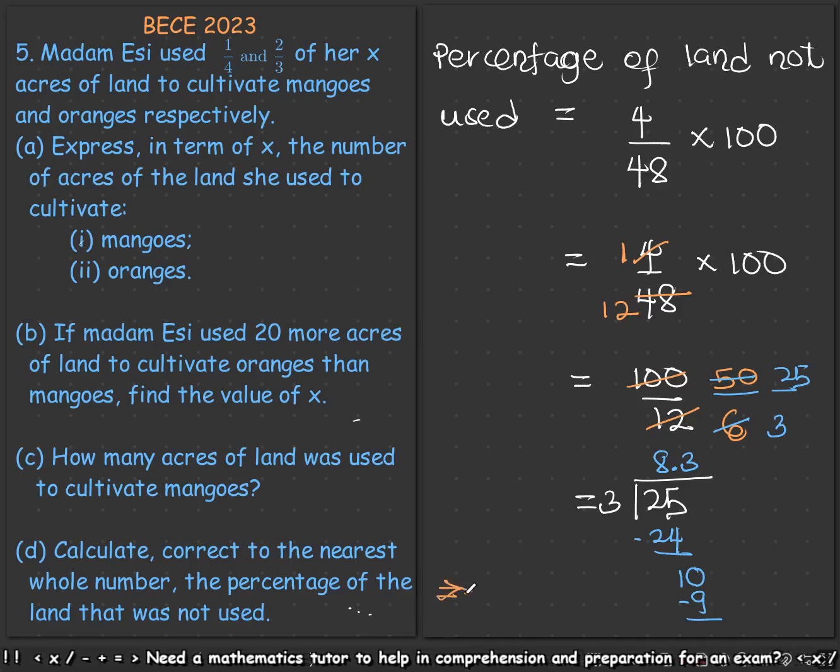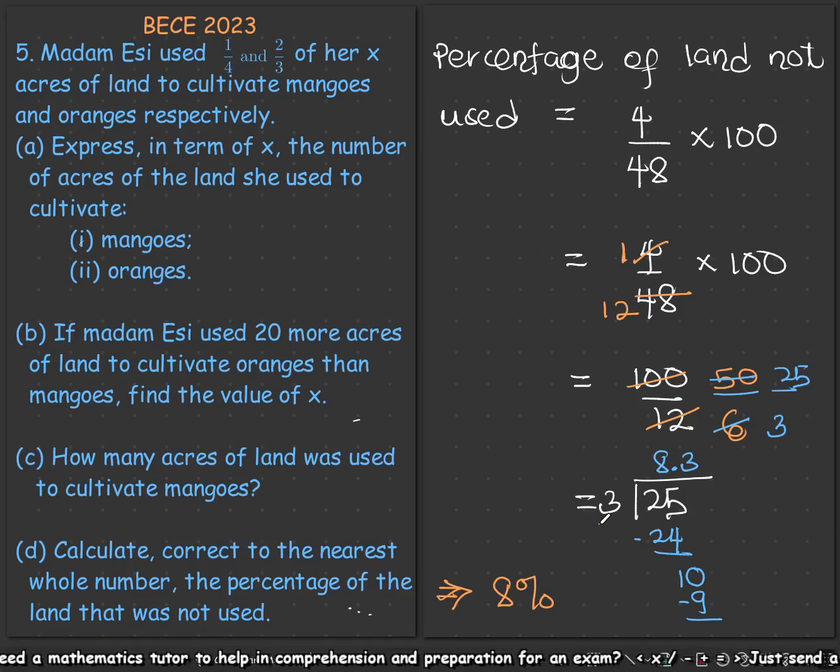So it simply implies that, correct to one decimal place or correct to the nearest whole number, the percentage of land that was not used is what? 8%. That is this to the nearest whole number. As simple as that. So all we are trying to establish here is that since it is a percentage we want, then we need the quantity of it, that is the land that was not used over what was the whole area of the land, then times 100.